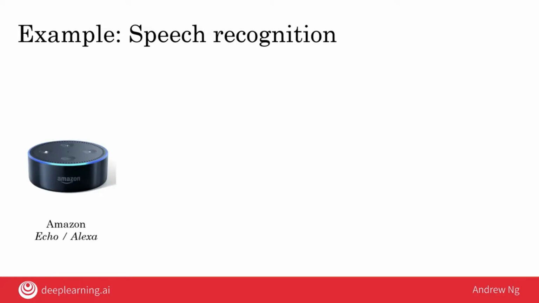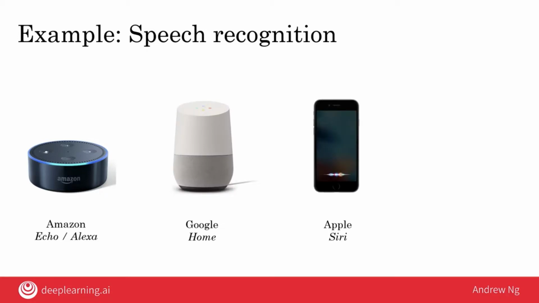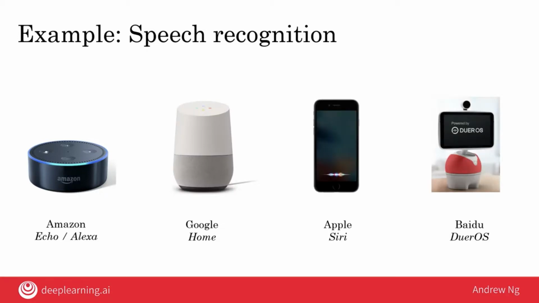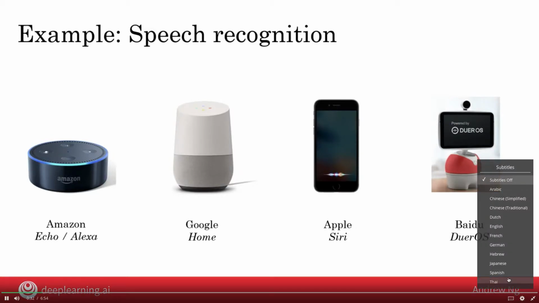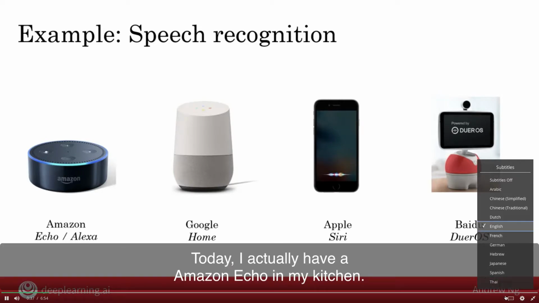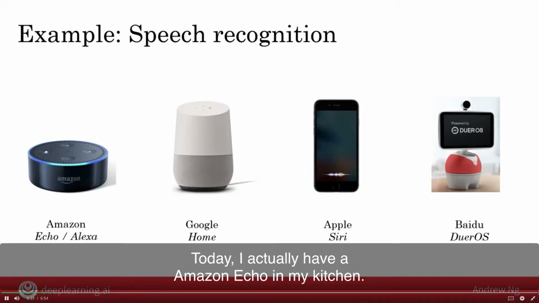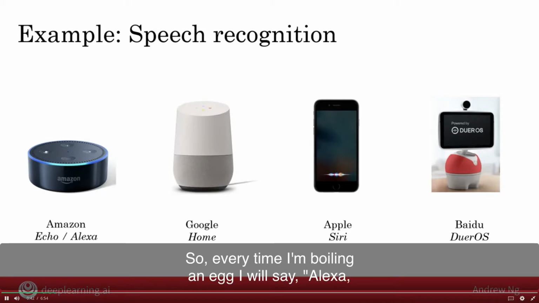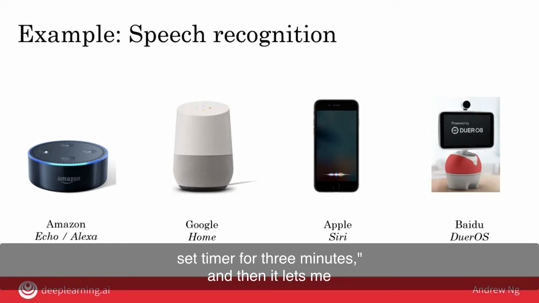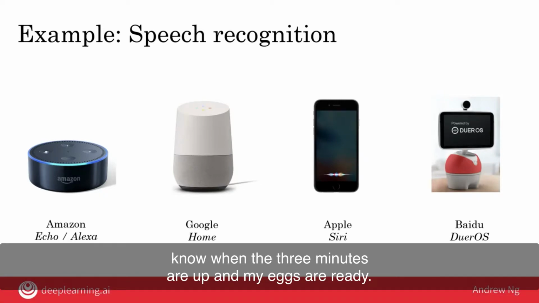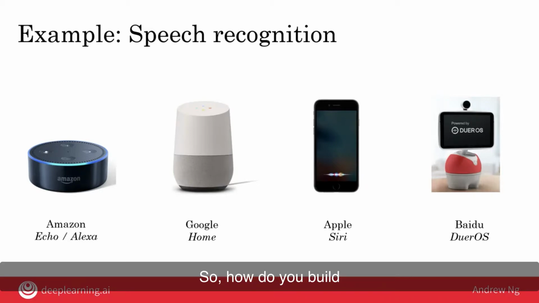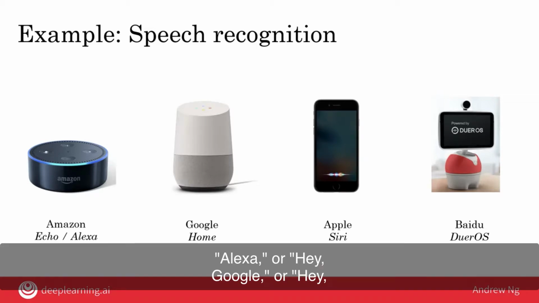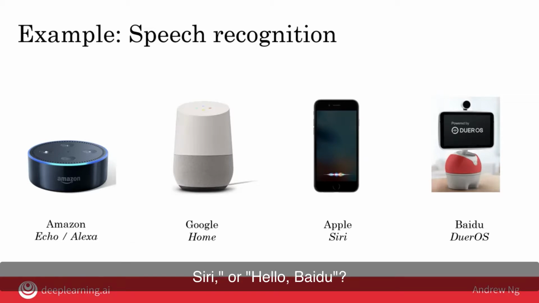Some of you may have an Amazon Echo or a Google Home or an Apple Siri device or a Baidu DuerOS device in your homes. Some years back, I did some work on Google's speech recognition system, and it also led Baidu's DuerOS project. Today, I actually have an Amazon Echo in my kitchen. Every time I'm boiling an egg, I say, Alexa, set timer for 3 minutes, and then it lets me know when the 3 minutes are up and my eggs are ready. So how do you build a speech recognition system that can recognize when you say Alexa or Hey Google or Hey Siri or Hello Baidu?